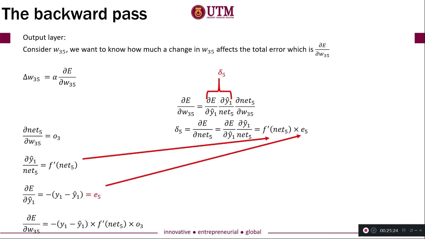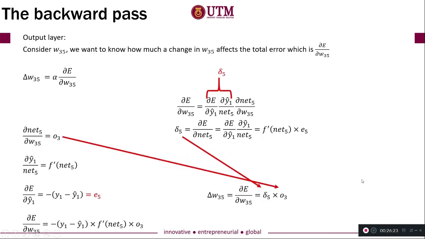Okay, so again, delta 5 is equal to del E over del net 5. So this is the component. If I want to express again what delta 5 is in this way, you can see that now, because I already defined this one as E5, the local error happening in node 5, and the delta 5 is actually the local gradient happening in node 5, defined as del E over del net 5. So to find your delta 5, it is equal to the derivative of your activation function multiplied by E5 over here.